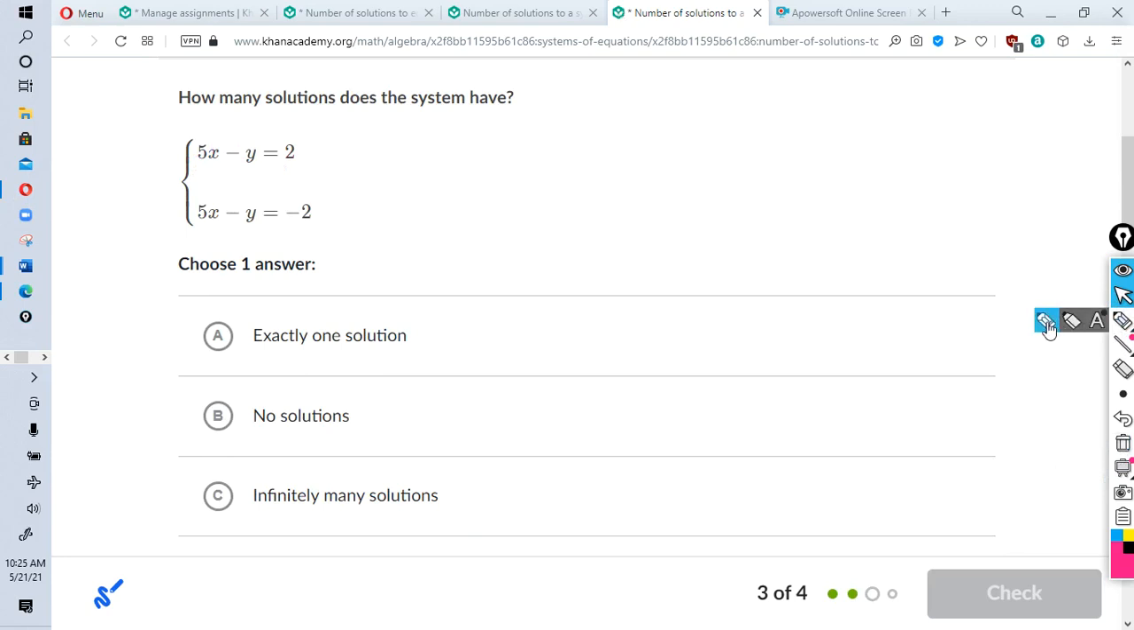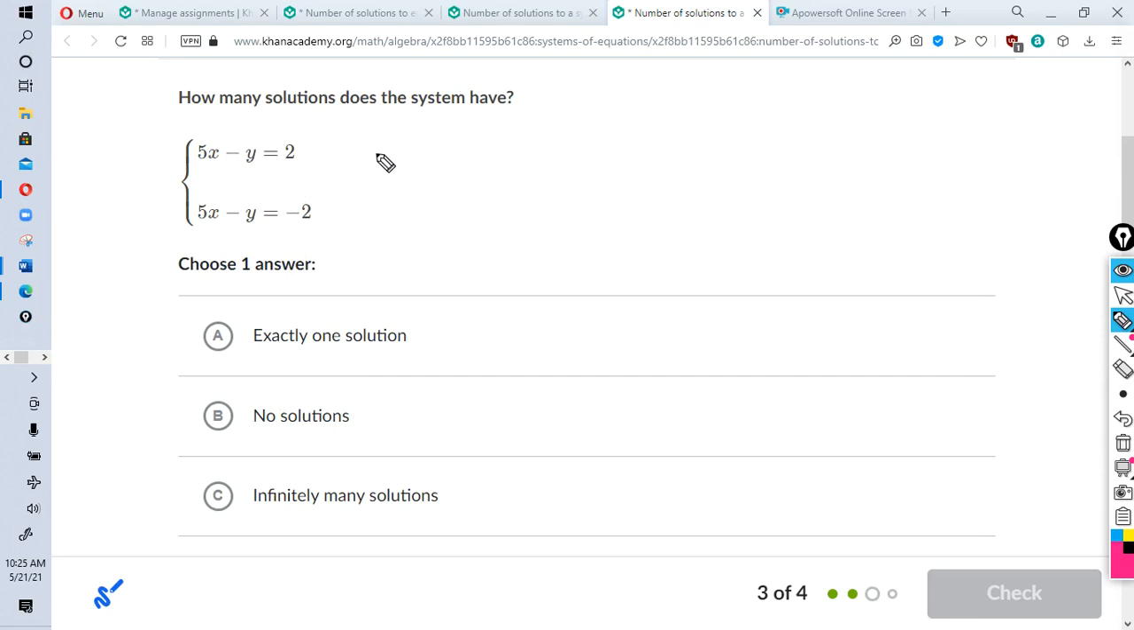All right, so I think in a lot of these, it's good to try and attempt to solve for them. All right, and I can tell right away this is going to be no solutions. The reason I know that is because I have 5x minus y on both of them, but the constant term is different. We have a 2 and a negative 2. So I know when you put these in and make them y equals mx plus b, they're going to be parallel, and the y-intercept is going to be different.